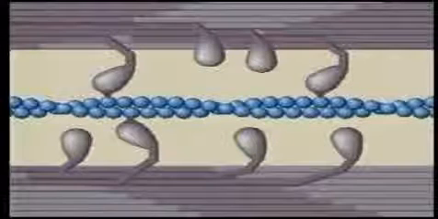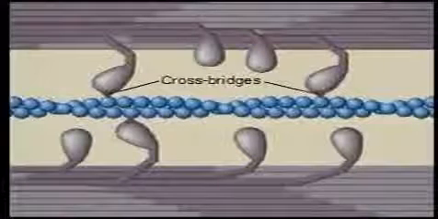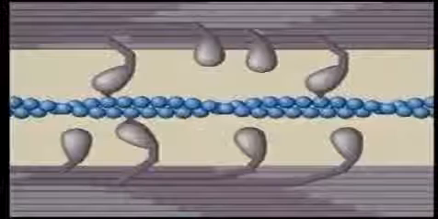Some of the myosin heads are attached to actin molecules, forming cross bridges. The myosin molecules are oriented with their heads toward the ends of the thick filament. As the muscle begins to contract, it shortens and thickens.